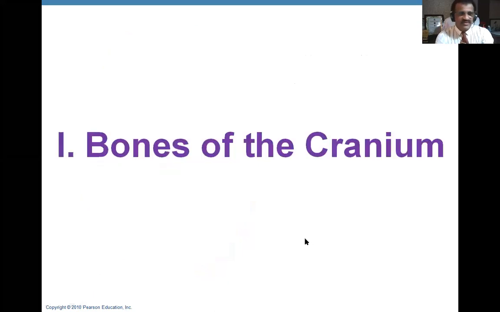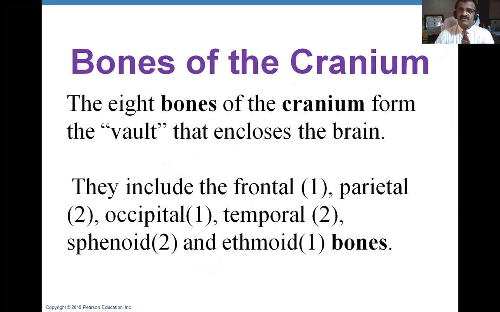And well, with this, I have completed the introductory part of the skull. Now let us go and understand the bones of the cranium. I'll go a little fast because we have less time, and we have already covered this. So the 8 bones of the cranium form the vault, and that includes the brain, and they include parietal, occipital, temporal, sphenoid, ethmoid, and frontal bones. 2 of them are paired: temporal bone and parietal bone. Sphenoid bone is 1. There's a mistake here. So 2 and 2, sphenoid bone is 1.